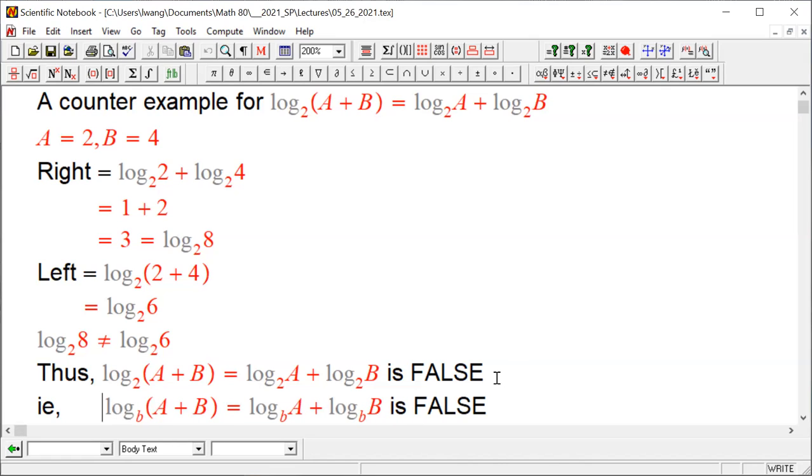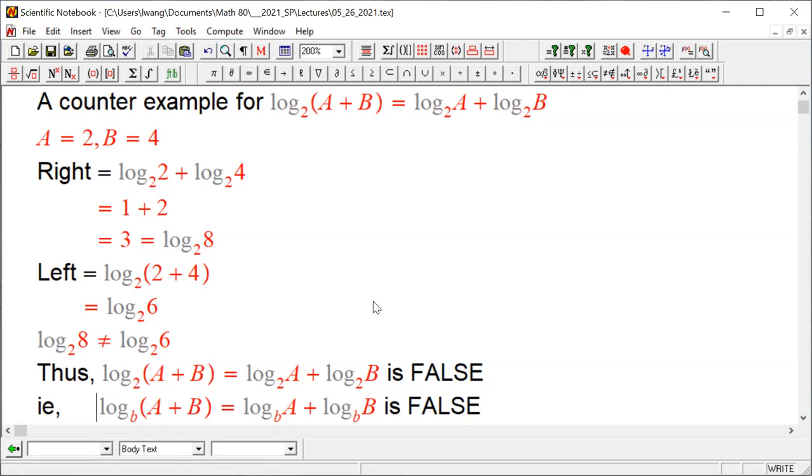So are you convinced by me? And for subtraction, you can do similar things. You can totally do similar things. I'm going to give you some time to work out the subtraction case. The subtraction is not true either.